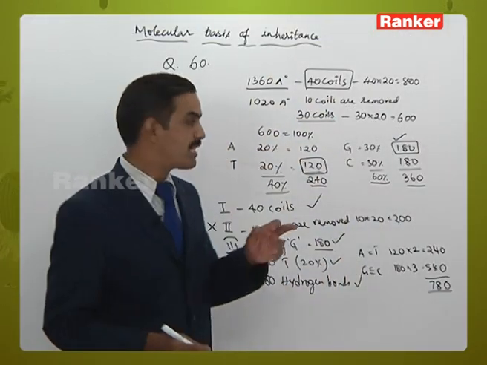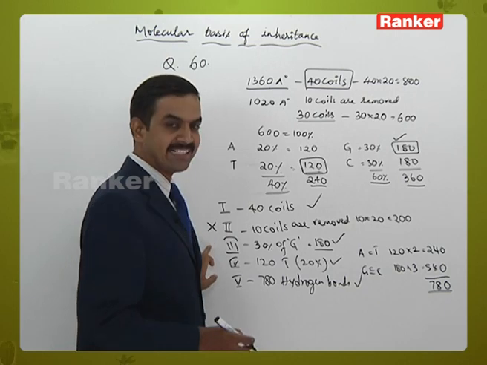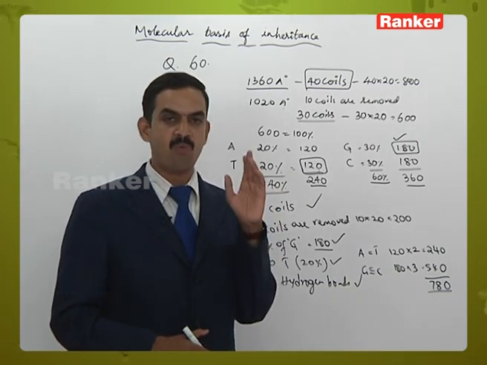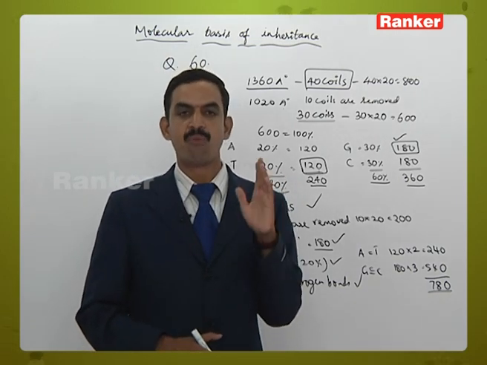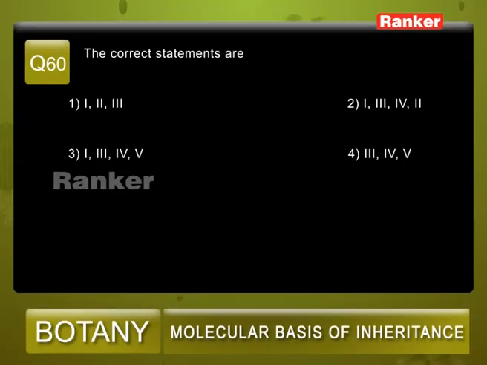So from the given statements, only the second one is incorrect. The remaining four are correct. That is 1, 3, 4 and 5 are correct. So for question number 60, the correct answer is 3.